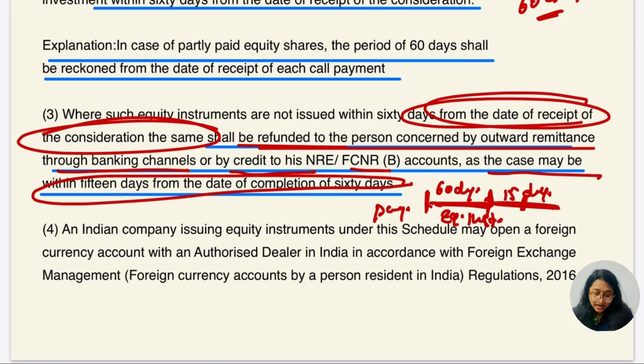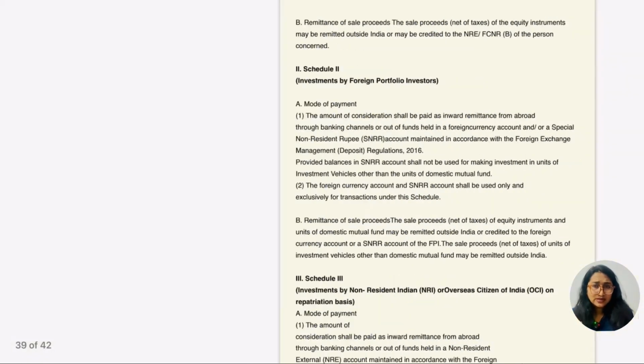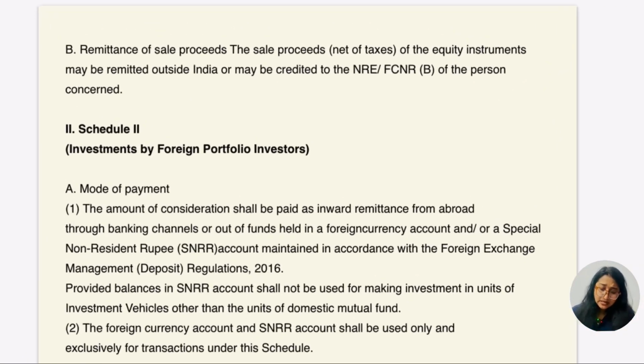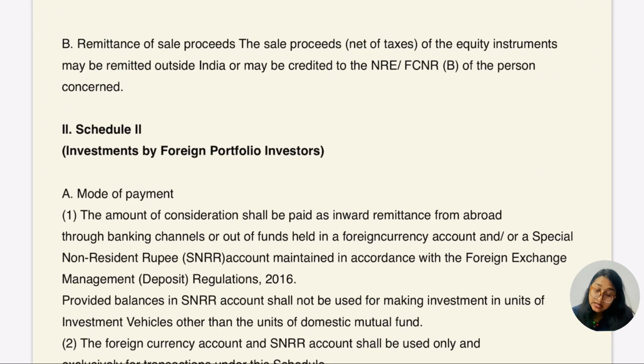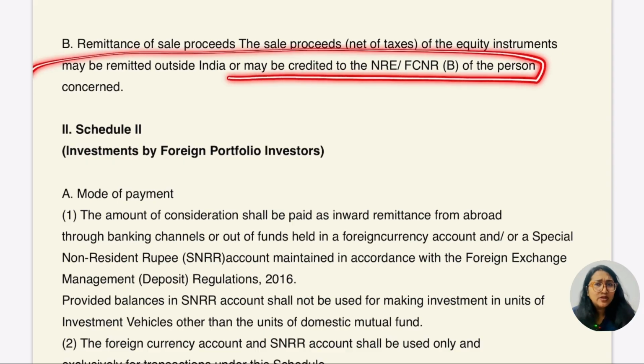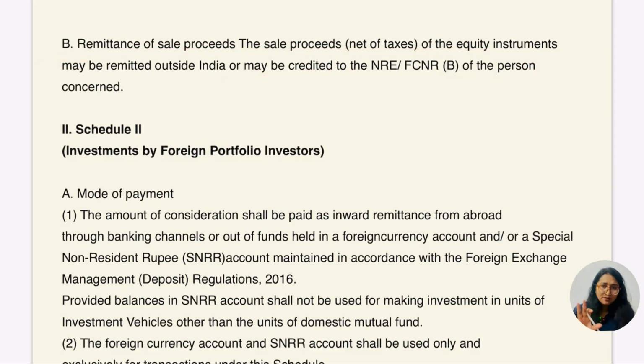Okay. An Indian company issuing equity instrument under this schedule may open a foreign currency account with the authorized dealer in India in accordance with the foreign exchange management regulation 2016. Okay. Remittance of sale proceeds: the sale proceeds, net of tax, of the equity instrument may be remitted outside India, or may be credited to the account of the person concerned. Okay, इतनी बात समझ में आ गई.